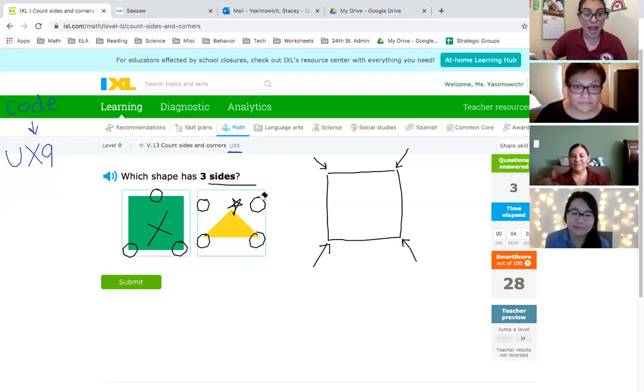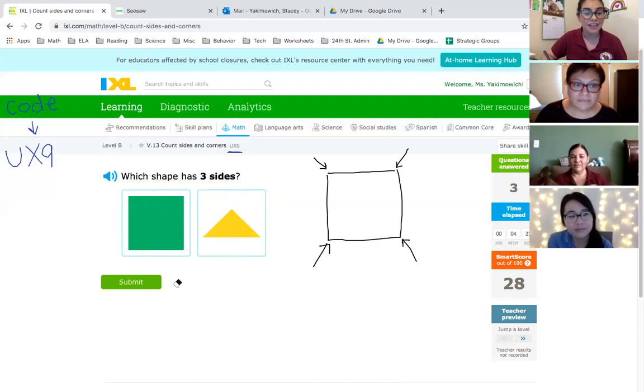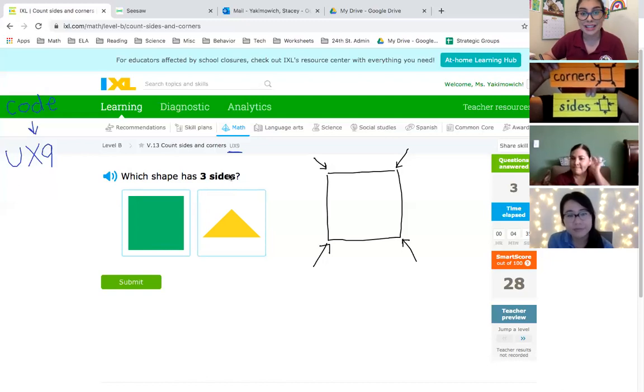All right, so I'm going to leave you to do this on your own now. We did 3 together. Remember that they're going to be asking you for sides and for corners, so you need to make sure you are reading the question or listening to the question carefully to get the correct answer. We want to make sure that we get a SmartScore of 80 or above, right? We want to really give ourselves a goal, and that is our goal for today, to get that 80.